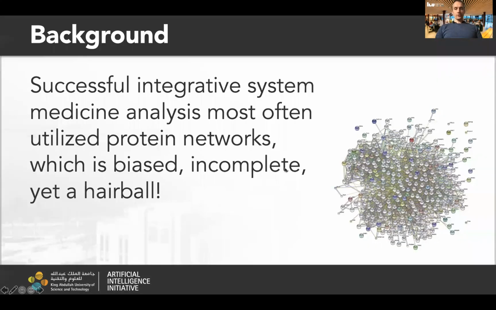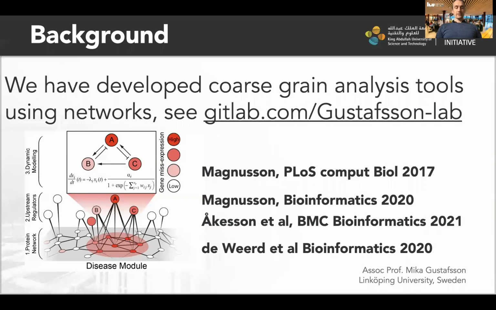So our analysis has often been to work with the protein interaction network as a backbone for integrative modeling. A key problem with this kind of approach is that the protein interaction network is biased, incomplete, and yet a hairball. For this purpose, we have worked out different analysis tools and an analysis pipeline.